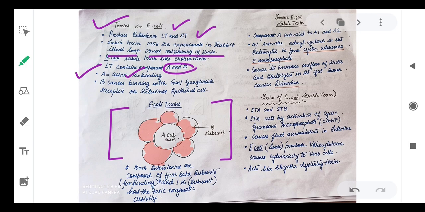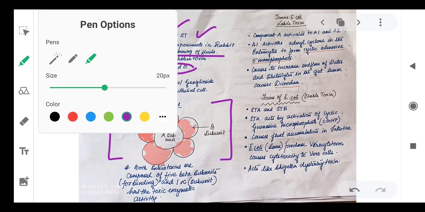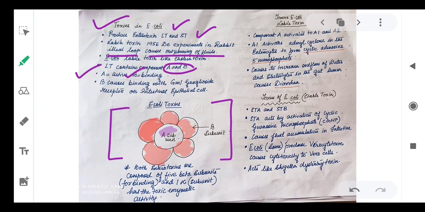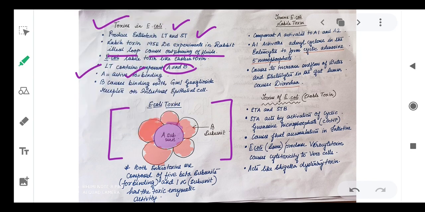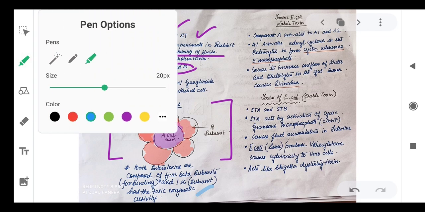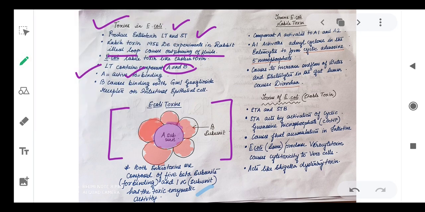And AB toxin I have talked about, so it will have both A and B. So this is your 5 beta subunit, and this is your 1 alpha subunit. So 5 beta and 1 alpha subunit is there. So these are toxic. This has toxic enzymatic activity.